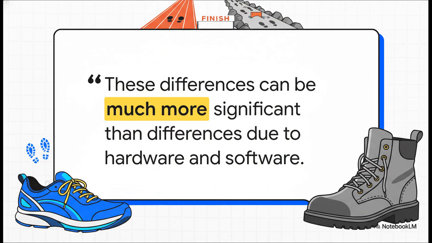A legendary computer science textbook says that these kinds of algorithmic differences are often much more significant than differences due to hardware and software. What that really means is, choosing a smart algorithm is way more important than just having a faster computer. A clever strategy will always beat brute force.